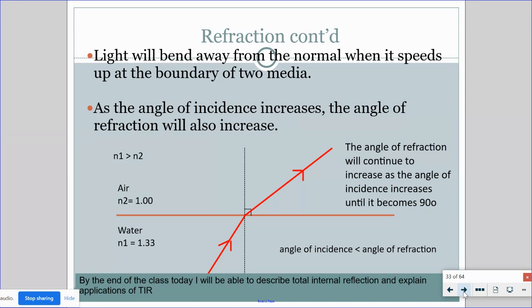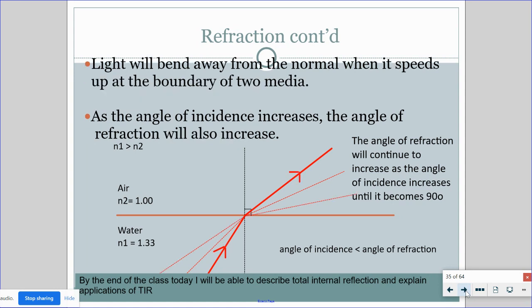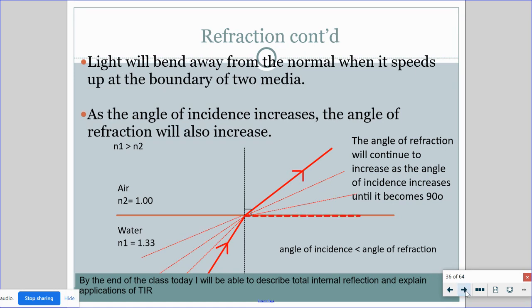Now, what happens is as we continue to increase the angle here, if we make this angle continually get bigger, bigger, bigger, this one's going to bend more and more until it reaches 90 degrees. So here we increase the angle, more bend. Increase the angle, more bend. Oh, this is 90 degrees. And what we start to see is there will be no more refraction. It'll get trapped.